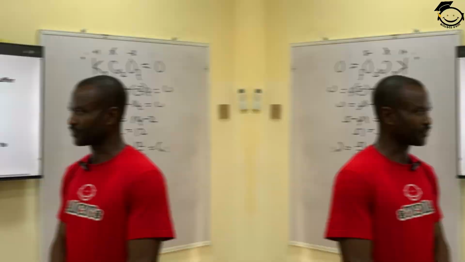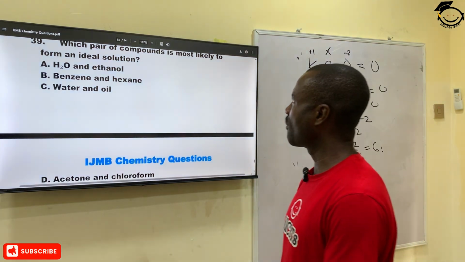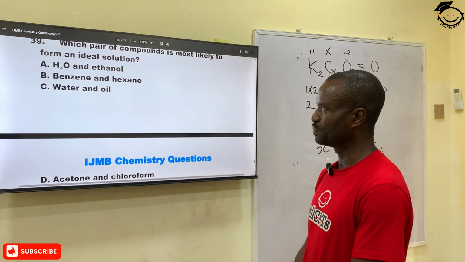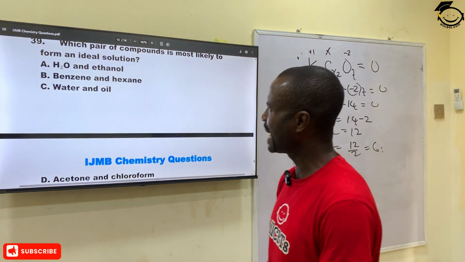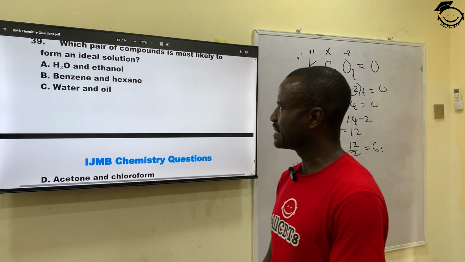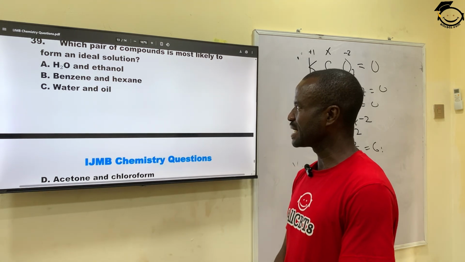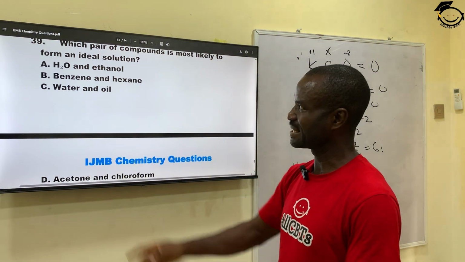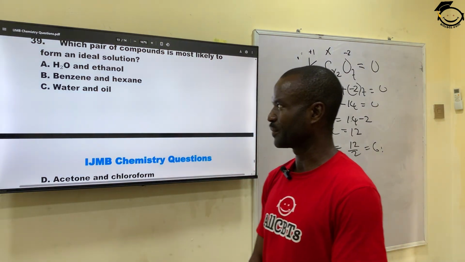39. Which pair of compounds is most likely to form an ideal solution? We have water and ethanol, benzene and hexane, water and oil, and then acetone and chloroform. The correct answer is benzene and hexane, B.